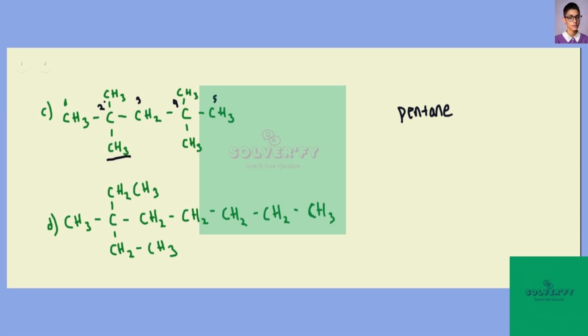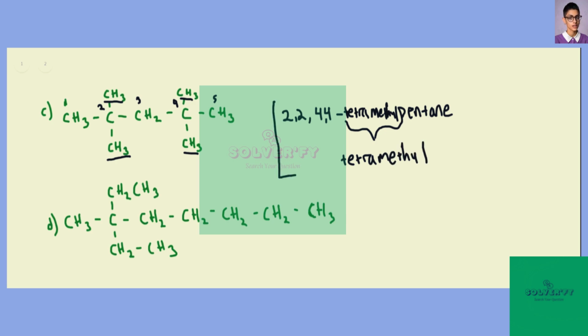And it looks like we have 2 methyl groups off of the second carbon and 2 off the fourth carbon. So 2 on the second, 2 on the fourth, and that's going to be a tetramethyl pentane. And I'm going to write this part just a little bit better so that you can actually get the spelling. That's tetramethyl pentane. And that is the name for part C.